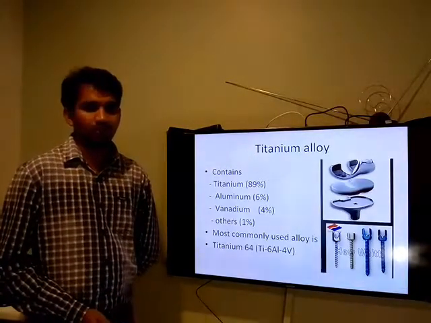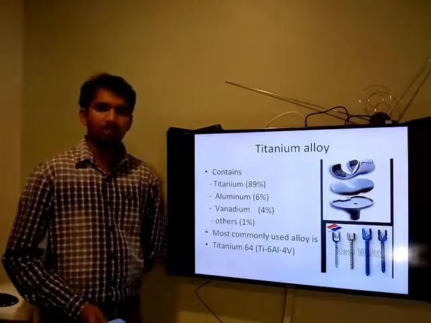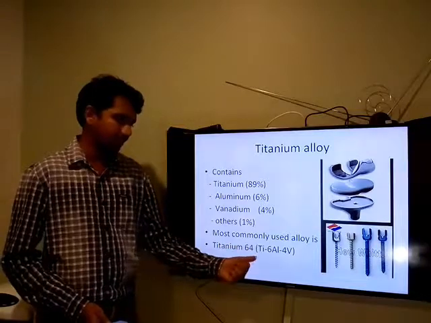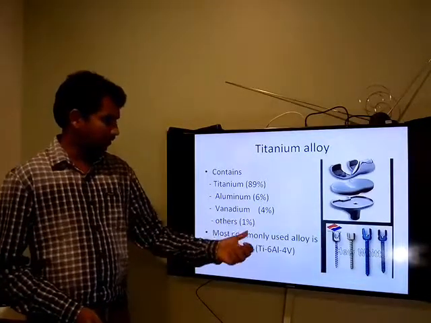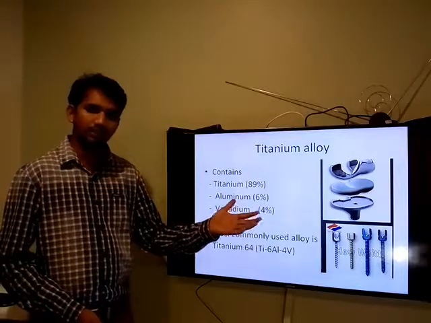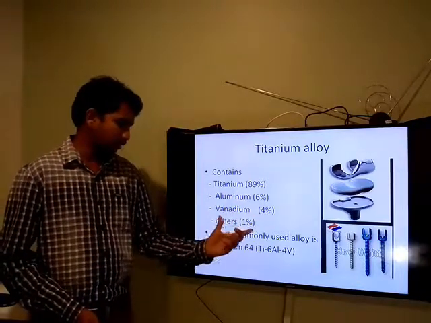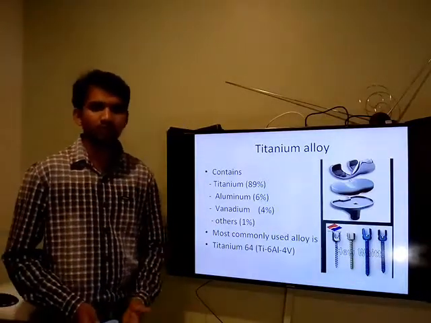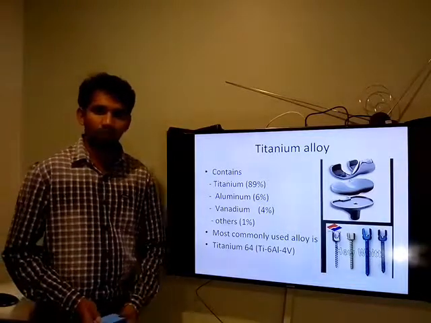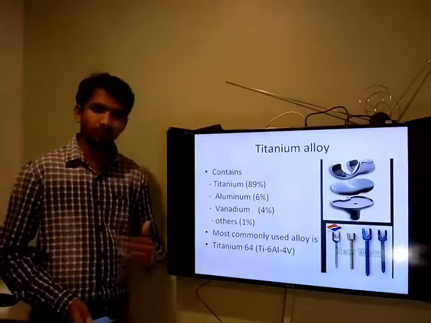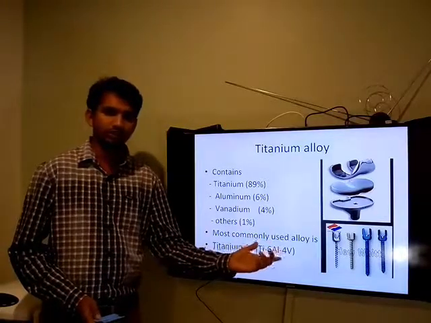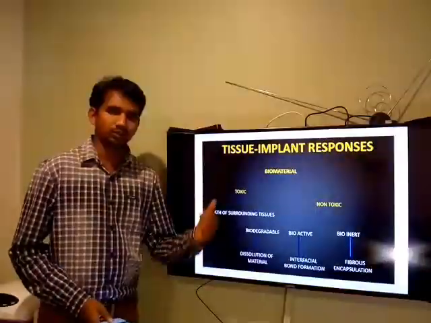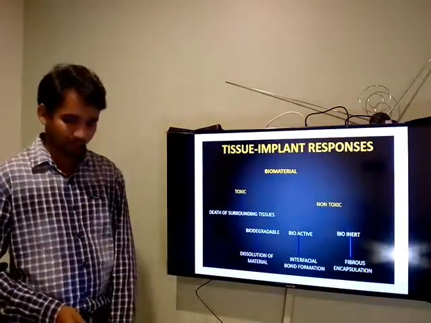Mostly titanium and its alloys are used as biomaterial, as bioimplant. Here is an example of a commonly used titanium alloy, Ti6Al4V. Its composition is titanium 89, aluminum 6, vanadium 4, and others 1%. This is a standard alloy which is often used in orthopedic implants, like bone replacement and joint replacement. As I showed you earlier in the photographs, those replacements are made from the same alloy, and I am also going to use this alloy for my experiment.